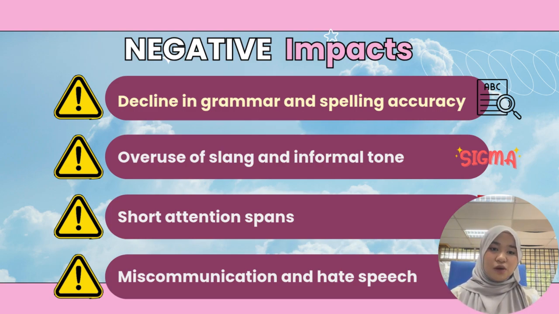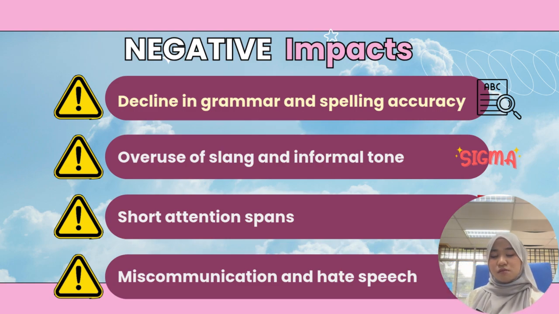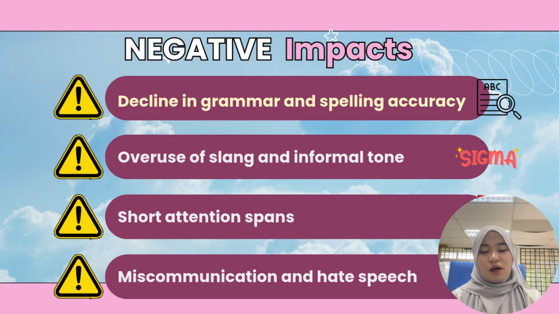But there are also the downsides or the negative effects of social media on language. So the first one is it causes a decline in grammar and spelling accuracy, where many users depend too much on autocorrect and do not care about proper language. Eventually it becomes a normalization among social media users to use incorrect or improper ways to communicate with others.